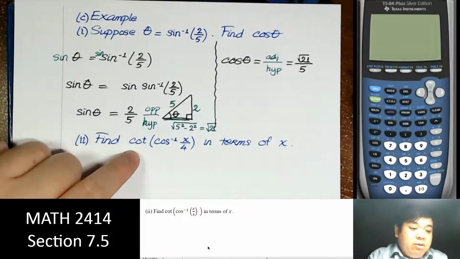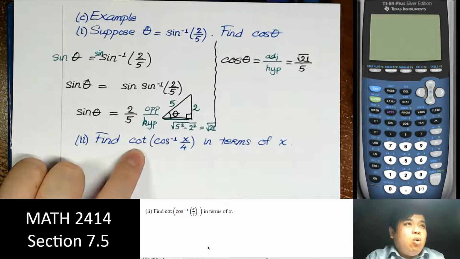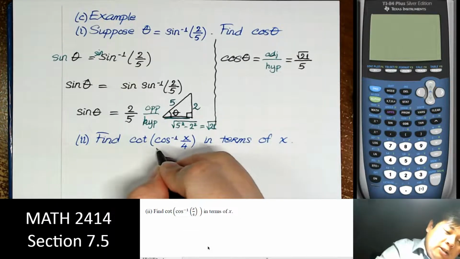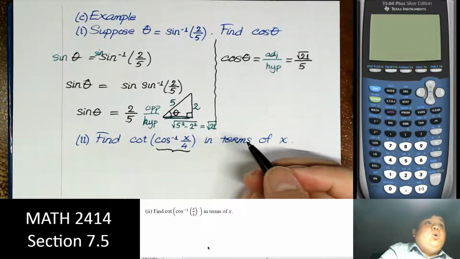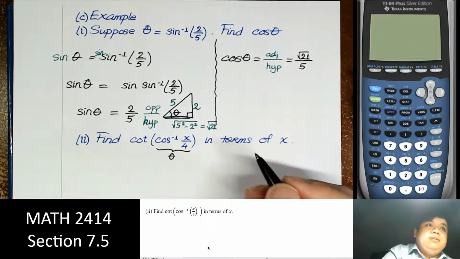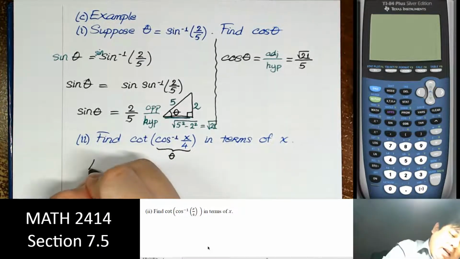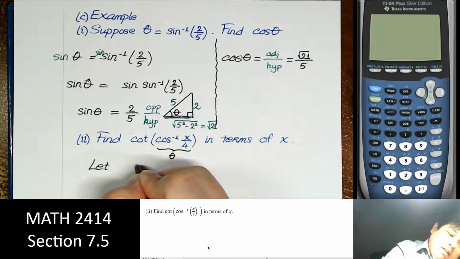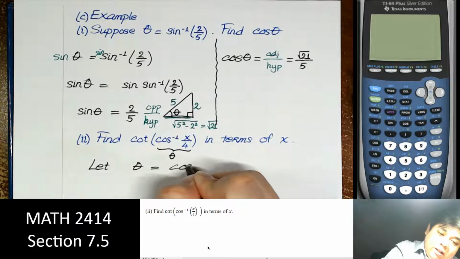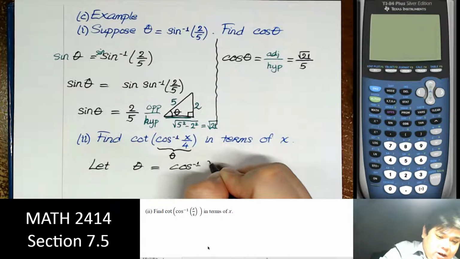So I have cotangent of cosine inverse of x over 4. What's that equal to? What we know is that the cosine inverse will give us an angle. So we let theta equal cosine inverse of x over 4.